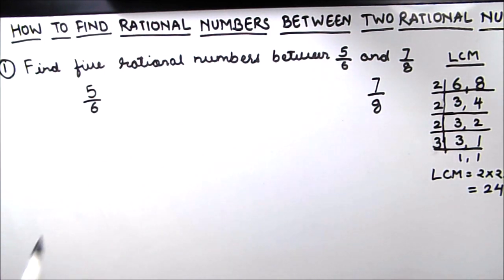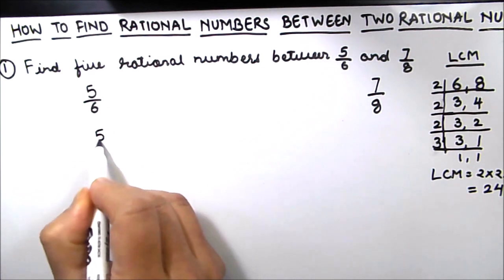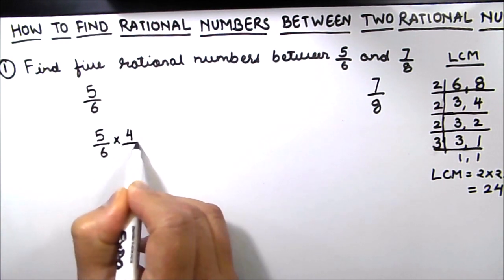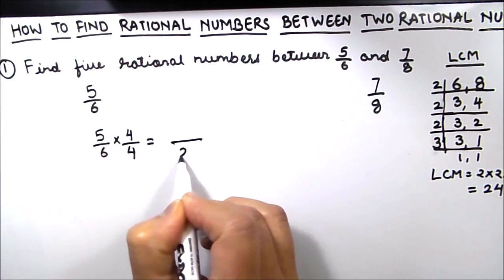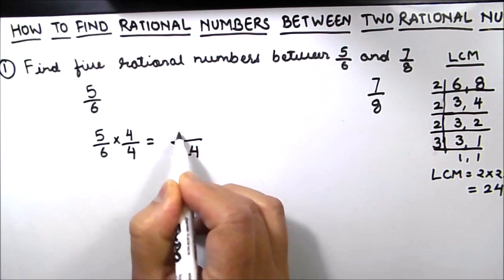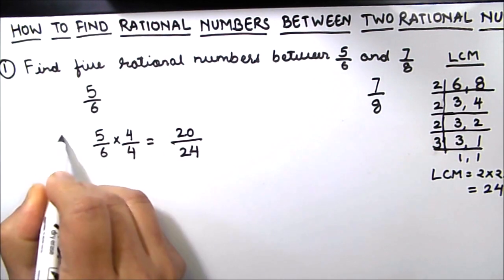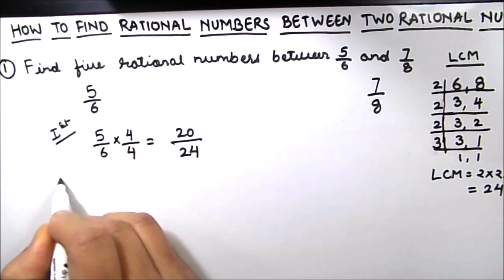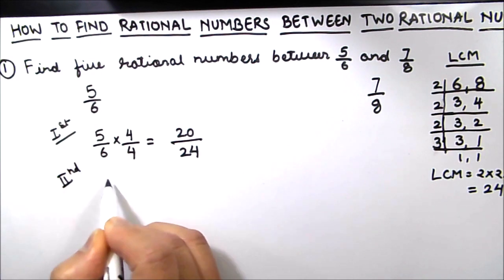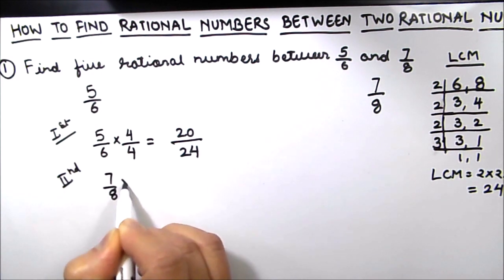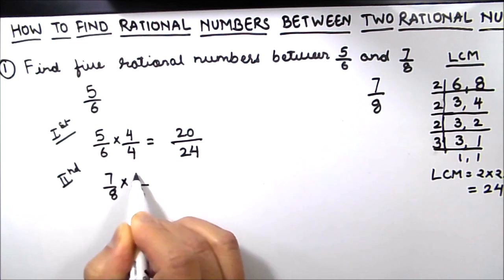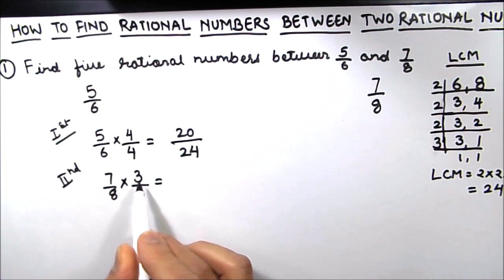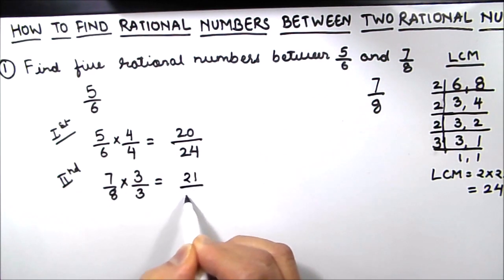So let's make the denominators of the two numbers equal. 5 by 6 times 4 by 4, which gives 24 in the denominator, and this will be 20 over 24. So our first fraction is 20 over 24, and the second fraction is 7 by 8 times 3 by 3, which gives 24. As we are multiplying the denominator by 3, we have to multiply the numerator too. So this will become 21 by 24.